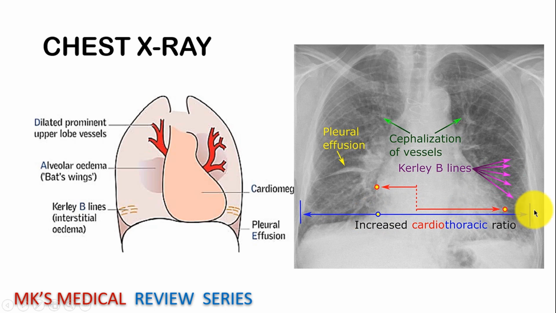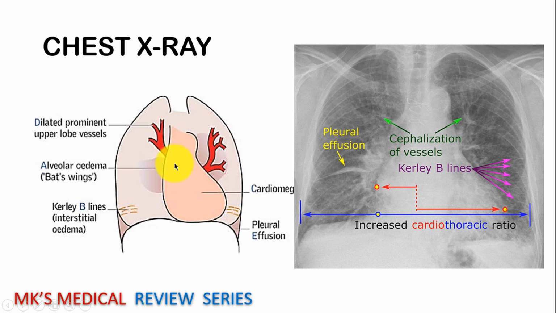Increase in the cardiothoracic ratio. Remember that the maximum diameter of the heart should be less than 50% of the maximum diameter of the thorax. Then, of course, you also have these Kerley B lines, which are small lines, 1 to 2 centimeters. They are thin, extending from the periphery of the lungs. Then they are usually a feature of interstitial edema.